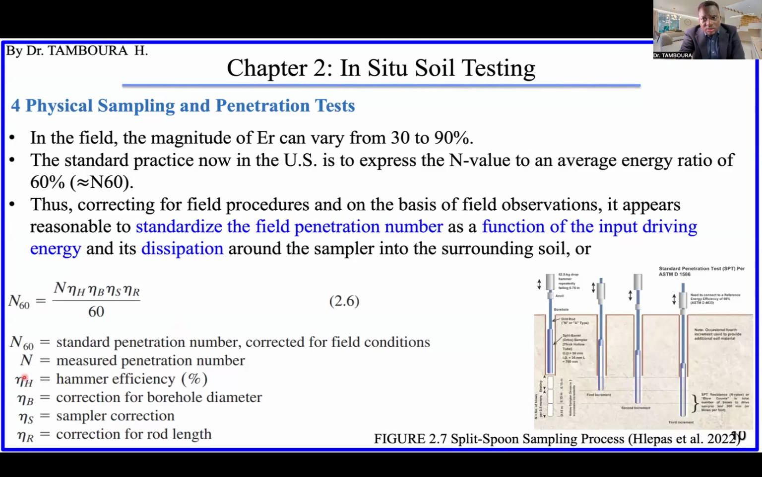I think it's very easy. Just know what is the meaning of N. N is the count of the last two 15 centimeters. And eta H, eta B, eta S, eta R are the correction factors. Depending on the equipment you are using and the country where you are, these values are different. We will see now. So this is the standard penetration number, N60.